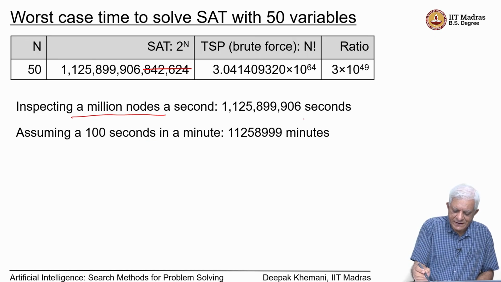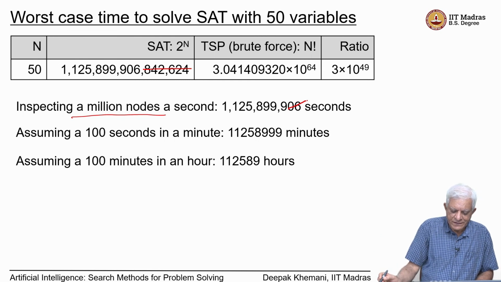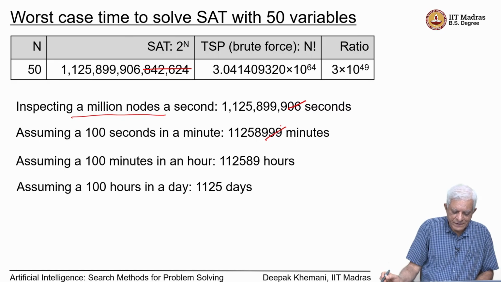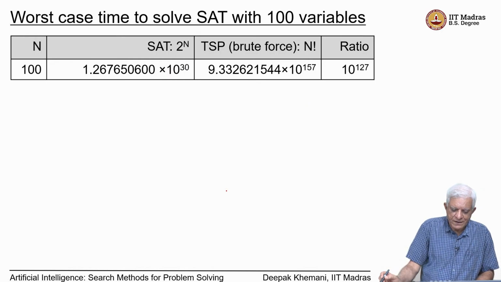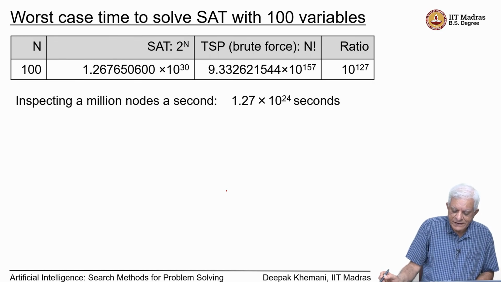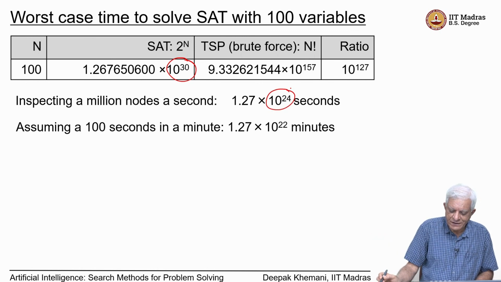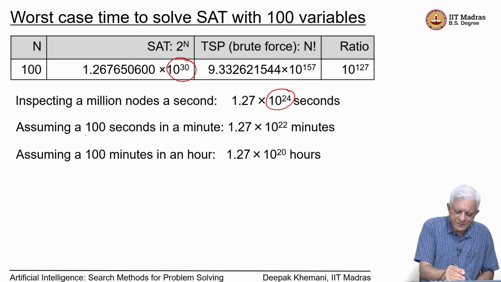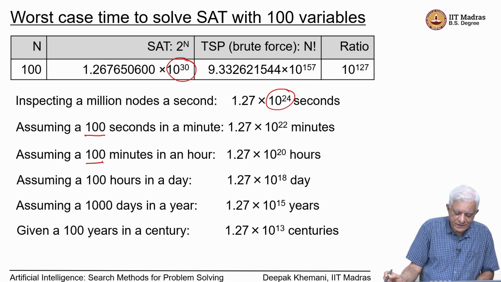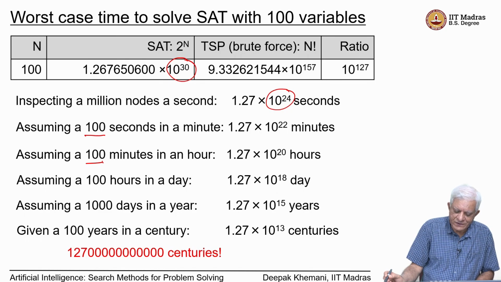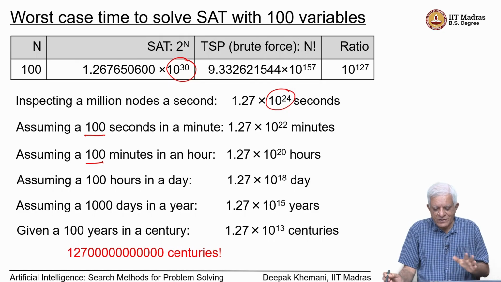Then I have assumed that there are 100 seconds to a minute, so I have chopped off those 2 zeros, then 100 minutes to an hour, so chopped off these, then 100 hours in a day, chopped off these, so you have 1125 days, and assuming 1000 days in a year, that leaves you this 1.1. For 100 variables, it is quite different, and we are talking about a SAT problem here. So, we started with 10 raised to 30, and we have reduced it to 10 raised to 24, because we are doing a million nodes a second, and then we gradually keep removing 2 zeros, 2 zeros, and so on, and eventually you will see that it is a large number of centuries that you need to solve a 100 variable SAT problem, and we are not even talking about TSP here essentially.